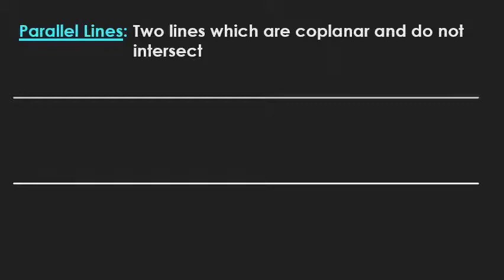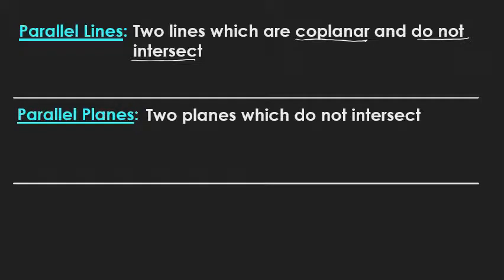So probably when you look at this definition, the most important word is going to be coplanar, and the fact that they never intersect. So they actually have to lie in the same plane. We also have parallel planes, and parallel planes are two planes which do not intersect. So this would be like the ceiling and the floor, or something like the left wall and the right wall. So two planes which extend forever and never intersect.